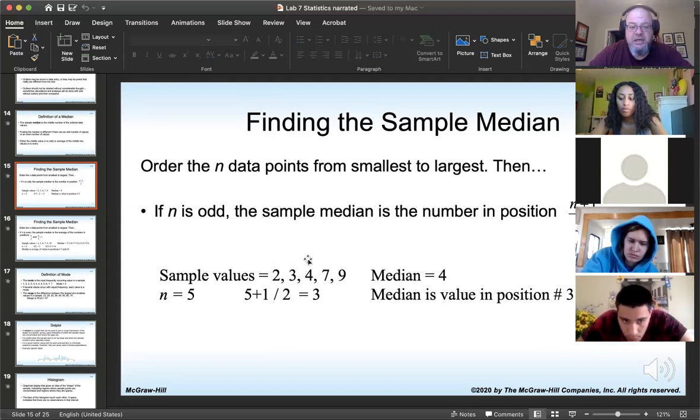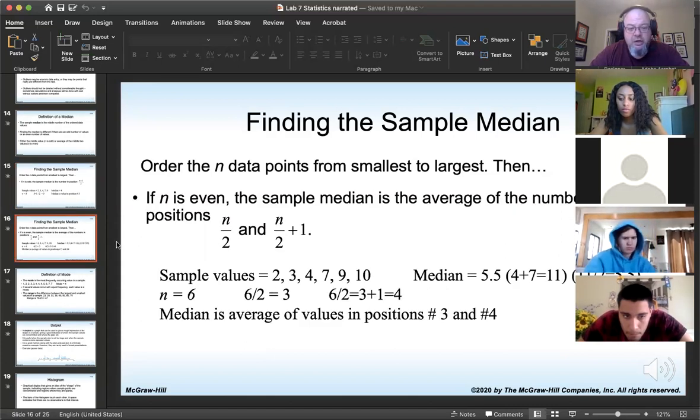I always think of median as like the spine of a book. If you're going to fold that number set in half, what number is right in the middle? Well, that's 4. But if you have an even number of values, here we have 6, there is no middle value. Okay, the two closest to the middle are 4 and 7.